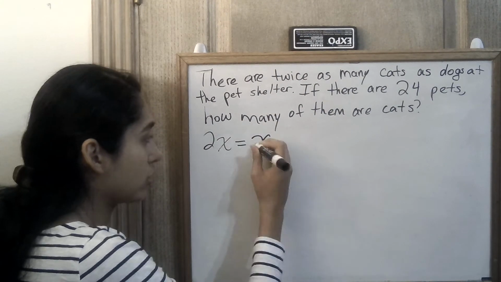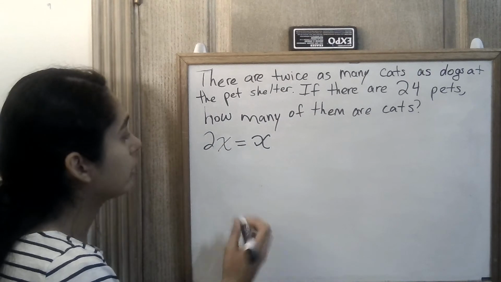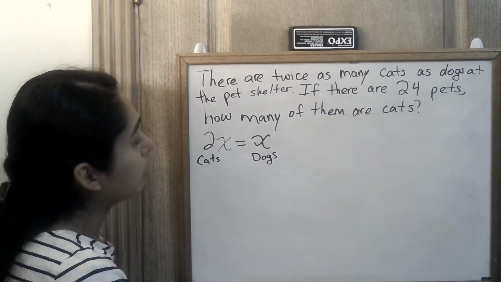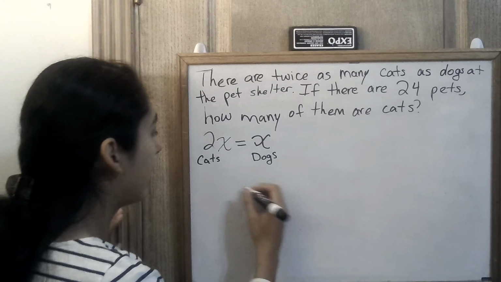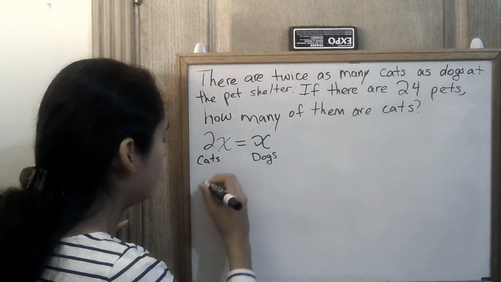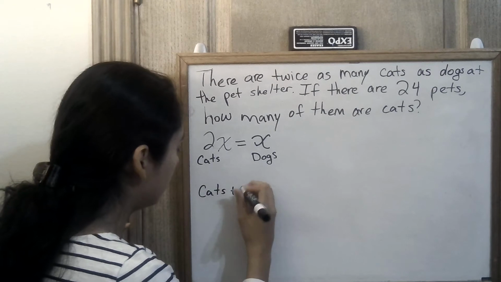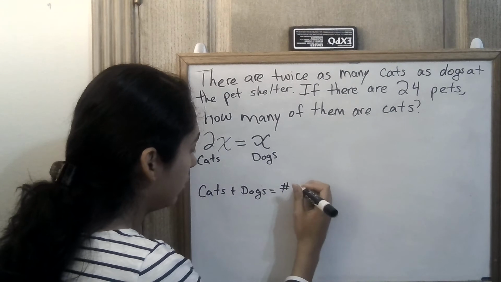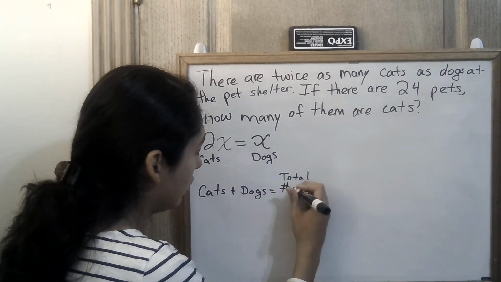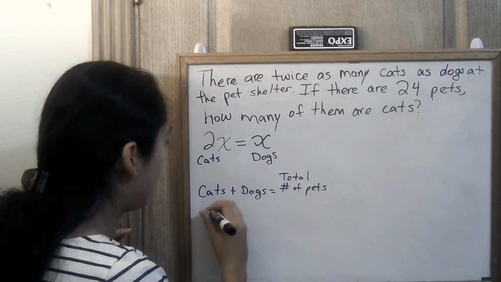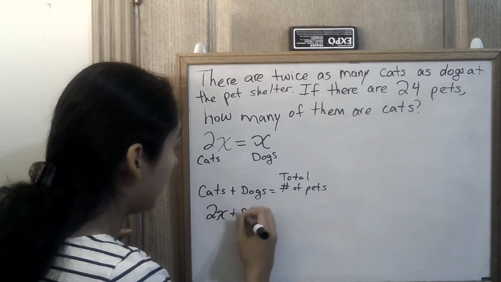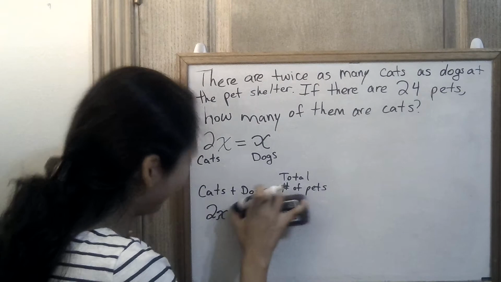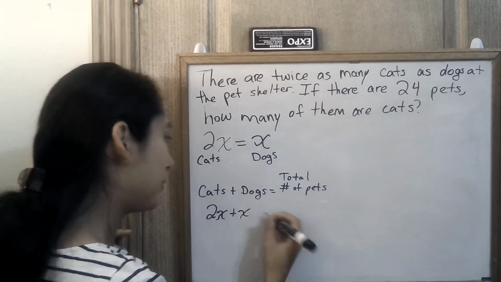Dogs are equal to x and cats are equal to 2x, right? Cats and dogs. So if there's 24, that means we're adding cats and dogs. So cats plus dogs equals the total number of pets. We're going to add the 2x plus x, which is equal to 24.